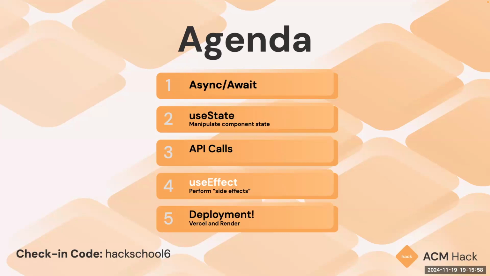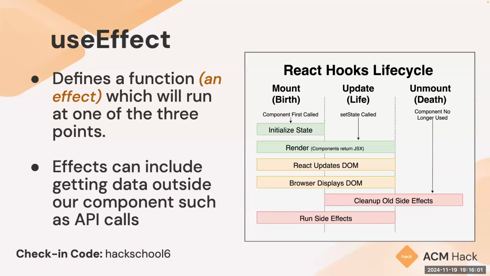Okay, so going on to useEffect, it essentially defines a function that creates an effect, which will run at three points. I think Shreya mentioned life cycle at one point, and I wanted to go into that because it's helpful for understanding when it will run. We have three life cycles: the mount, which is when it first renders; then update, when a state changes and it updates whatever is rendered; and then unmount, when the component is no longer used and it gets thrown away or removed. And these effects can include getting data outside of components, such as API calls, which is what we will be doing.